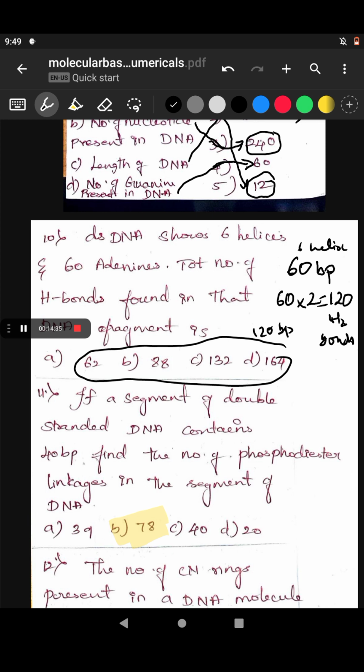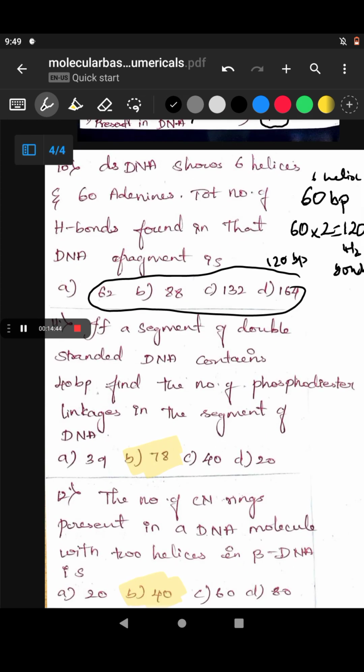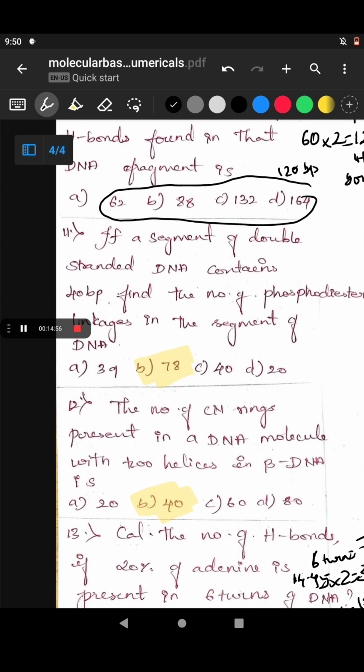So there is no cytosine and guanine here. Total number of hydrogen bonds will be 60 into 2. So that would be around 120. So the number of hydrogen bonds in that DNA fragment is going to be 120. So the answer key is wrong. The answer should be 120.